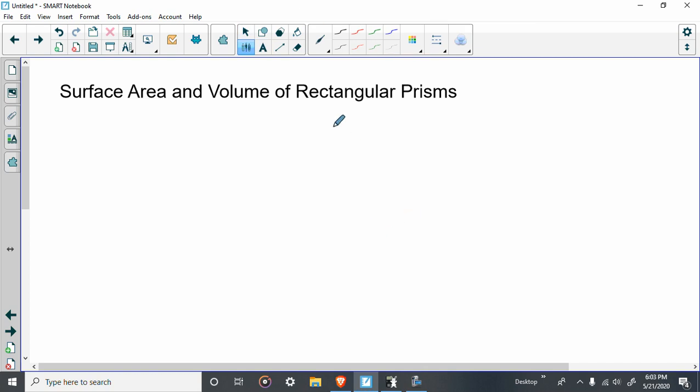It is a three-dimensional shape, which means that it's something you could hold in your hand. It's a three-dimensional object. Prisms are something we'll be talking about in general. Rectangular refers to the base. So when we say a rectangular prism, we mean here's your base, okay?